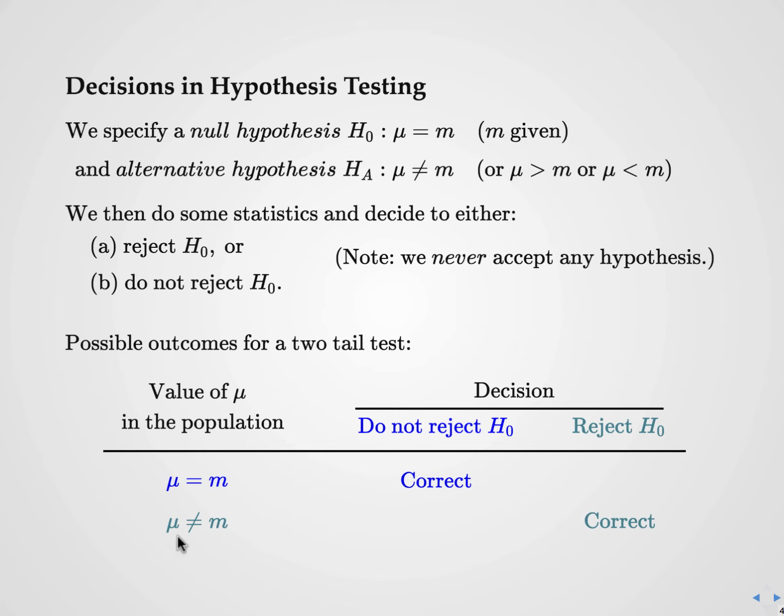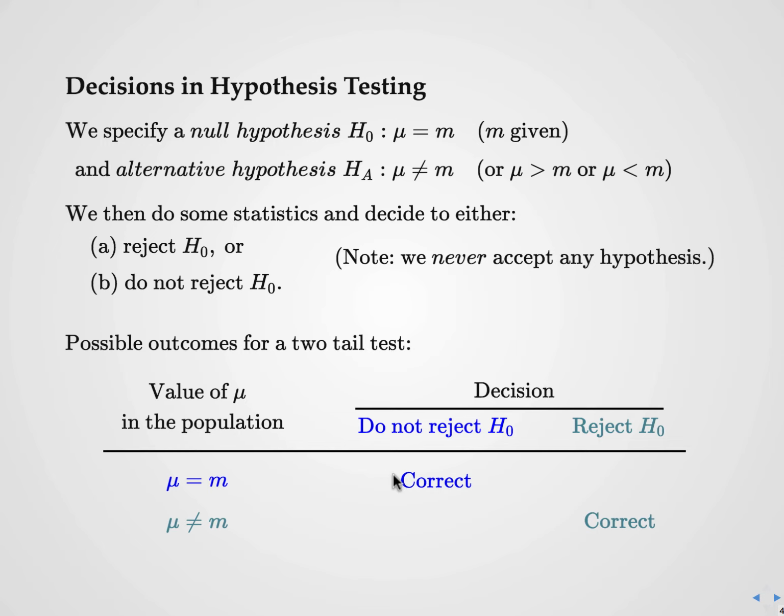Similarly, if in the population the true value for mu is not equal to m, take some other value besides the one we specify, and then we do our hypothesis test and we reject the null, then that's also a correct decision. So rejecting the null that mu is equal to m when the truth is that mu is not equal to m, that's a correct decision. So hopefully our statistics will, as often as possible, land us in one of these two corners of this table, where we're making correct decisions on the basis of our statistics about what's going on in the population.